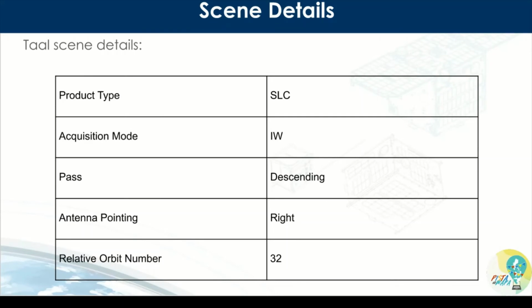And these are the scene details associated with our analysis. It's a single look complex product type, interferometric wide swath as acquisition mode. It has a descending pass with a right pointing antenna. The orbit number is 32.